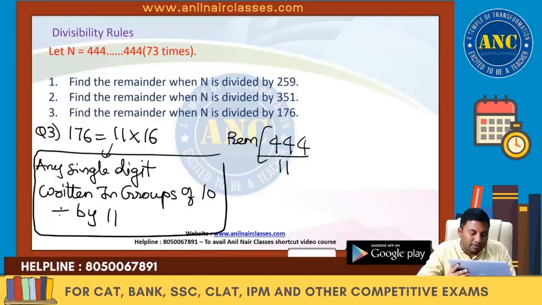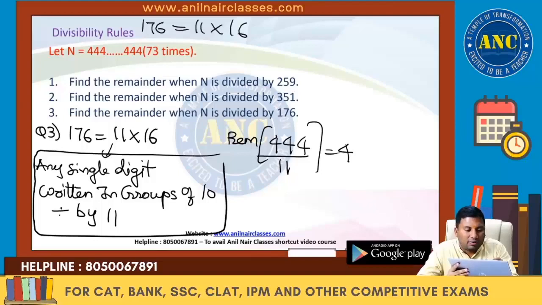Remainder is 444 divided by 11. 11 fours are 44. Remainder is 4. 176 is 11 into 16. When divided by 11, I got the remainder 4.